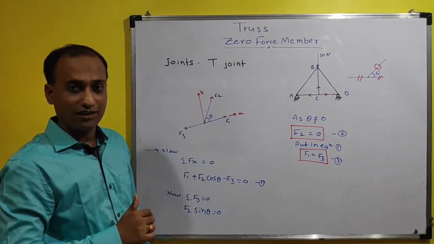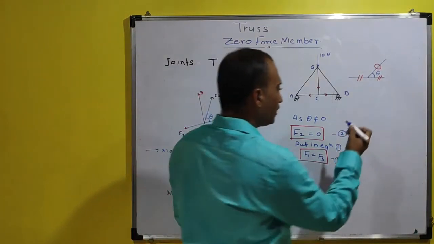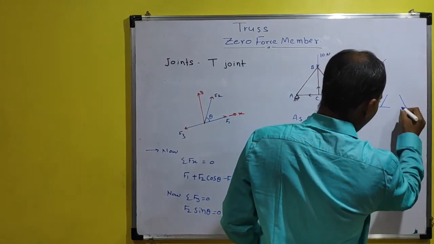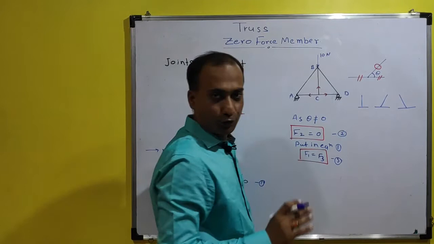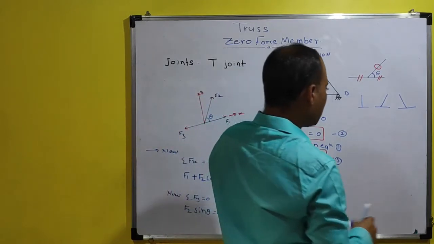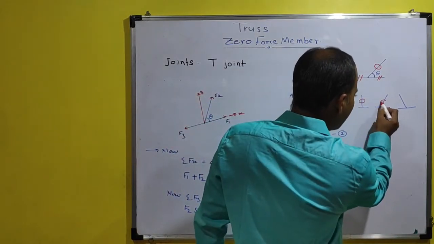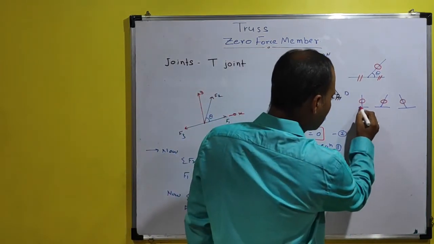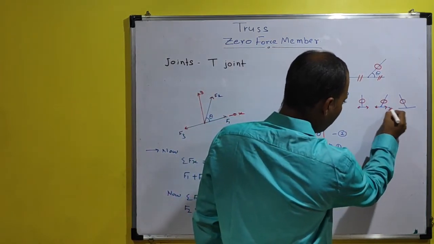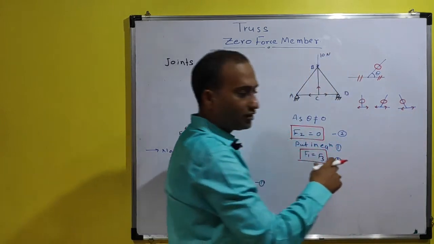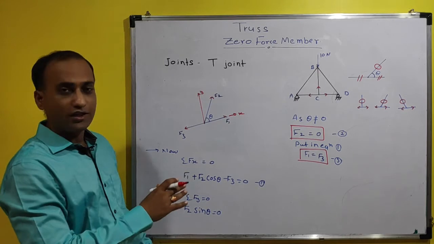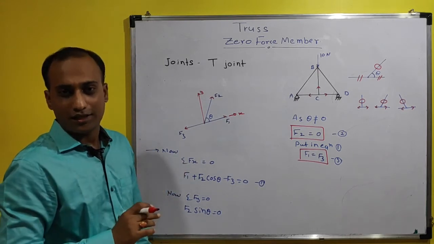As discussed earlier, the T joint may be like this, or like this, or even like this. Here, the members which are making the T have zero force, and the other two members have equal and opposite force in them. So this is what we have studied about the T joint.